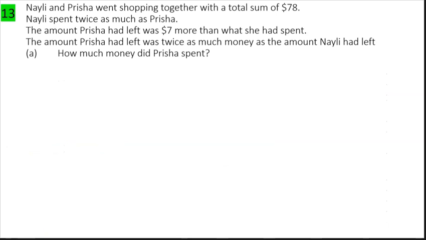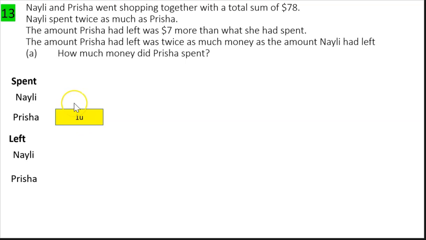Let's go on to the next question, question 13. To solve this question, we are going to draw models. We are going to draw a model for the amount spent and the amount that's left. Let's first focus on the models for the amount spent. Nelly spent twice as much as Prisha. This means that if Prisha spent 1 unit, Nelly will spend 2 units.